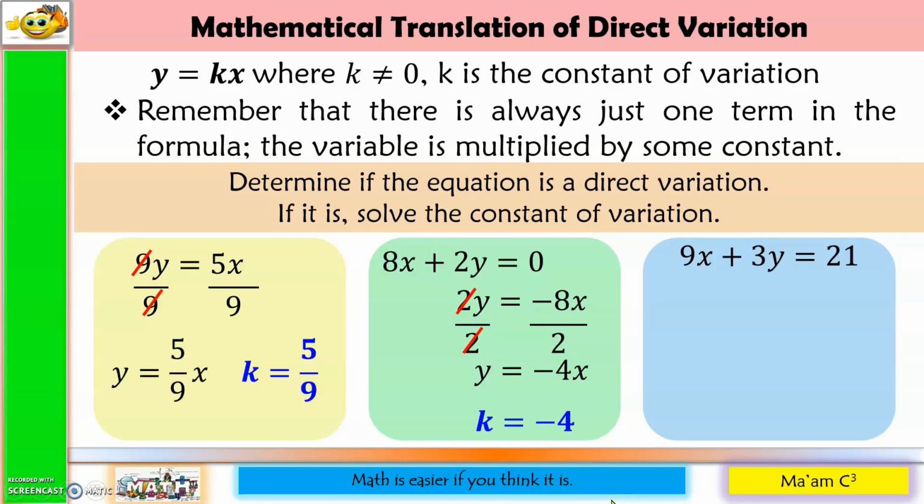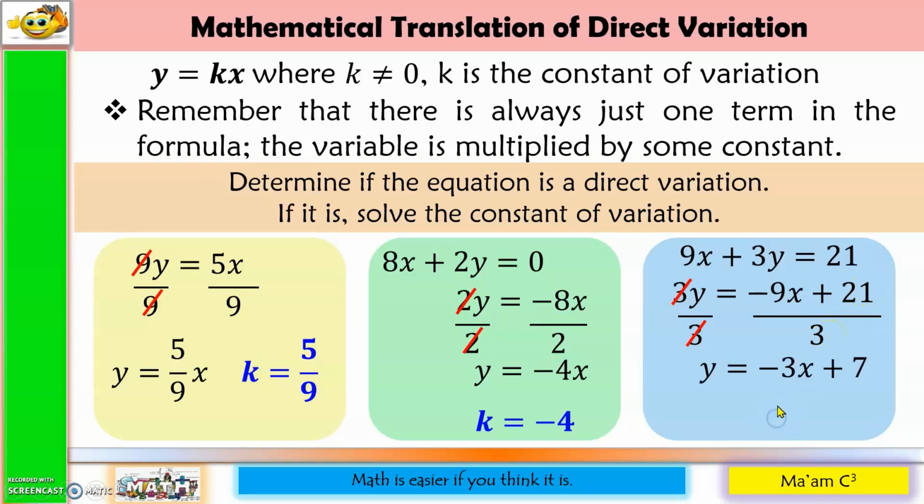Last one. 9x plus 3y is equal to 21. So let us move 9x on the other side. We have 3y is equal to negative 9x plus 21. And then we divide both sides by 3. So 3 and 3 will cancel out. Negative 9 divided by 3 is negative 3. 21 divided by 3 is 7. So we have y is equal to negative 3x plus 7. Now, we have two terms here. Therefore, this is not a direct variation.